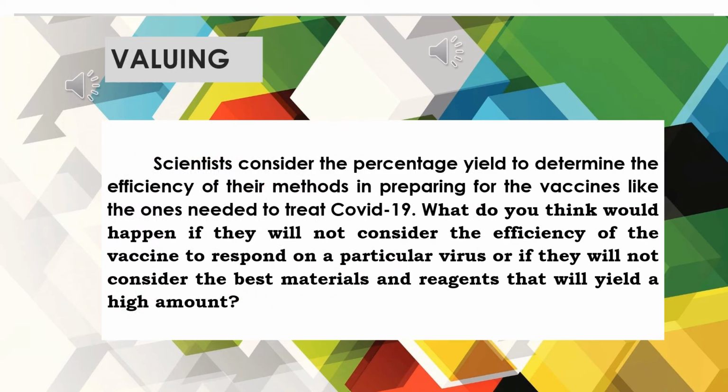At this point, let's have a further appreciation of our lesson. Did you know that scientists consider the percentage yield to determine the efficiency of their methods in preparing for the vaccines like the ones needed to treat COVID-19? What do you think would happen if they will not consider the efficiency of the vaccine to respond on a particular virus, or if they will not consider the best materials and reagents that will yield a high amount? Please write your reaction on a separate sheet of paper.